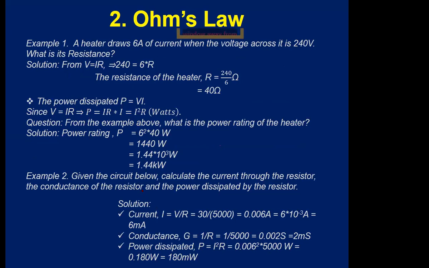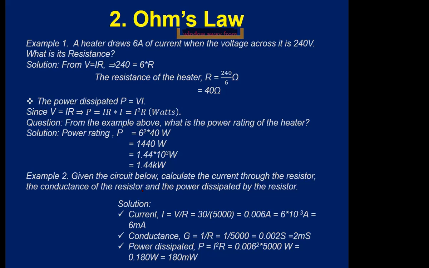So let's take, for example, where we can use Ohm's law. If a heater draws 6 amps of current when the voltage across it is 240 volts, what is its resistance? From V equals IR, we are saying 240 is equal to 6 times R. R will be the resistance, and you find out that the resistance of that heater is 40 ohms.